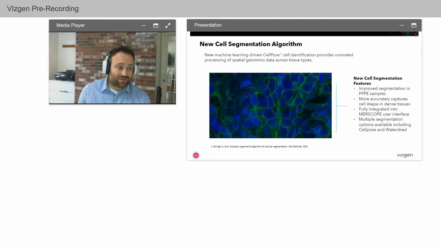So users that currently have a MERSCOPE right now will receive a software update that will introduce this new cell segmentation algorithm as an option, right? So we won't replace watershed segmentation that's currently available. This will be an additional option, providing more flexibility for researchers, not just for FFPE samples, although we think this is going to be very useful within FFPE segmentation, but they can start to use this segmentation across fresh frozen, fixed frozen samples as well.